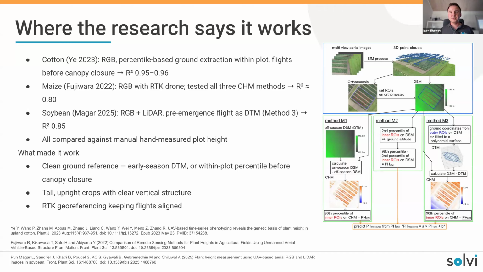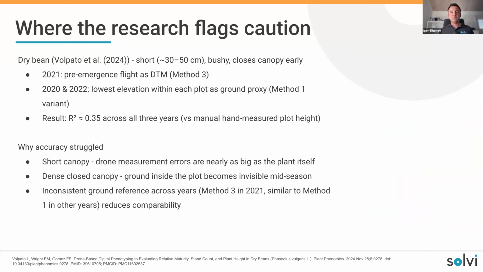Tall upright crops, with well-defined canopy structure, usually result in high quality elevation maps. And when the ground level outside of the plots is clearly visible, that of course also contributes a lot to the success of the height measurements. But it doesn't always, of course, come without any problems. There are cases where the height measurements don't work well.